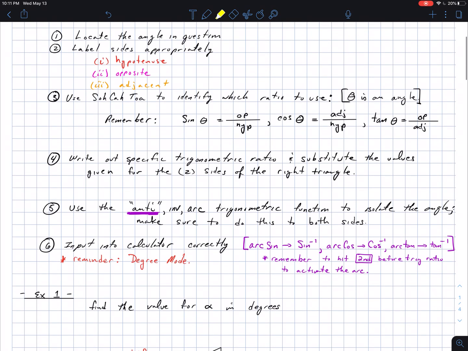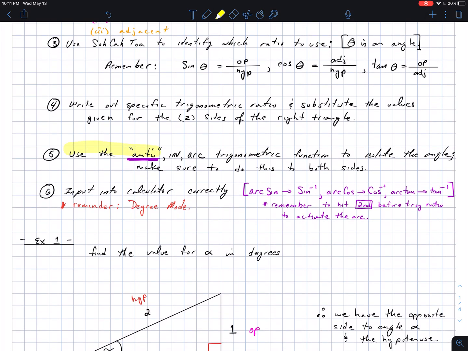Once you've done that, you want to write out and substitute the values for the two given sides of the triangle. Following that, you want to use the anti. This is a word that it's kind of nice to use here, like the anti-something. It's also named as an inverse or an arc, and in here I'll show you that I'm talking about arcs. So these are all parts of the trigonometric function to isolate the angle. Make sure to do this to both sides.